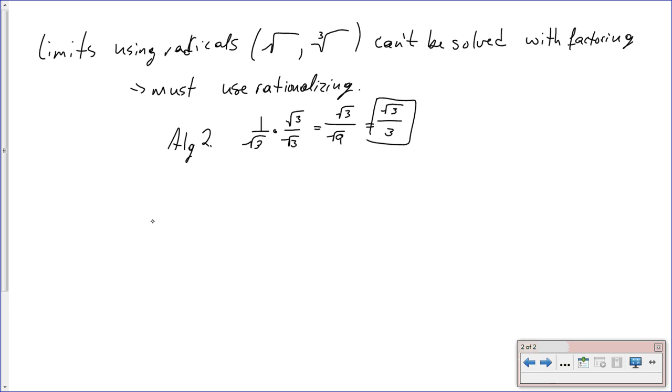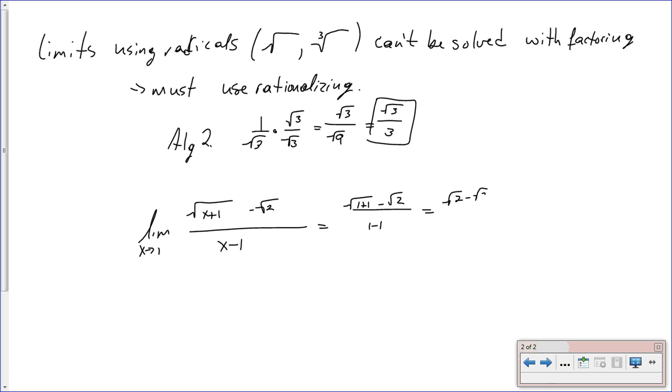Now let's apply this to limits. Say I wanted the limit as x approaches 1 of the square root of x plus 1 minus the square root of 2 over x minus 1. If we plug in 1 here, we're going to get the square root of 1 plus 1 minus the square root of 2 over 1 minus 1, which is the square root of 2 minus the square root of 2 over 0, which is 0 over 0.